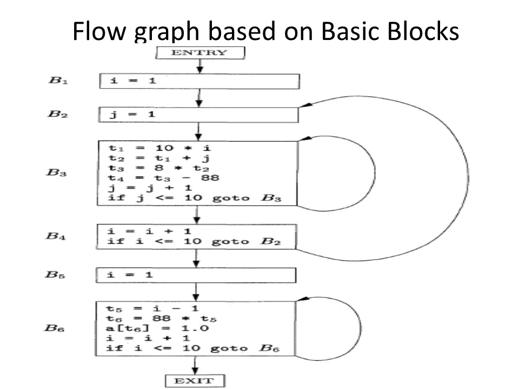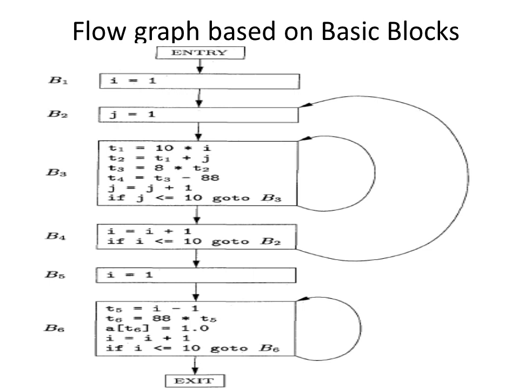This is the flow graph for the previous intermediate code. First is the entry, then I is equal to 1 is block 1, j is equal to 1 is block 2, and t1, t2, t3, t4, and j is equal to j plus 1, and if j is less than or equal to 10, go to B3. So this is the block 3, and block B4 contains I is equal to I plus 1. If I is less than or equal to 10, go to B2. So these two statements are in block 4.